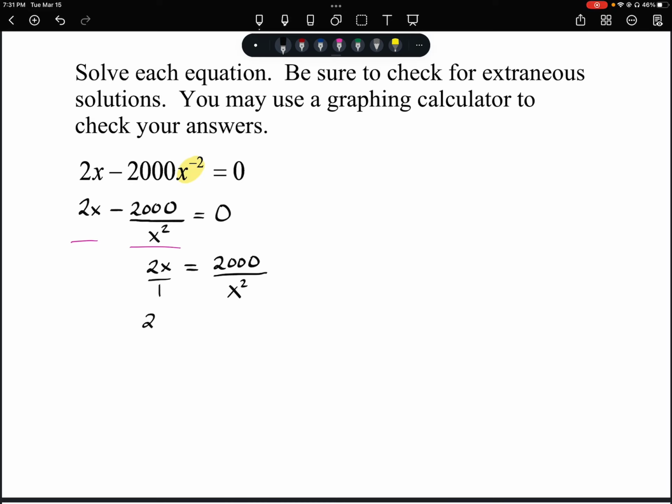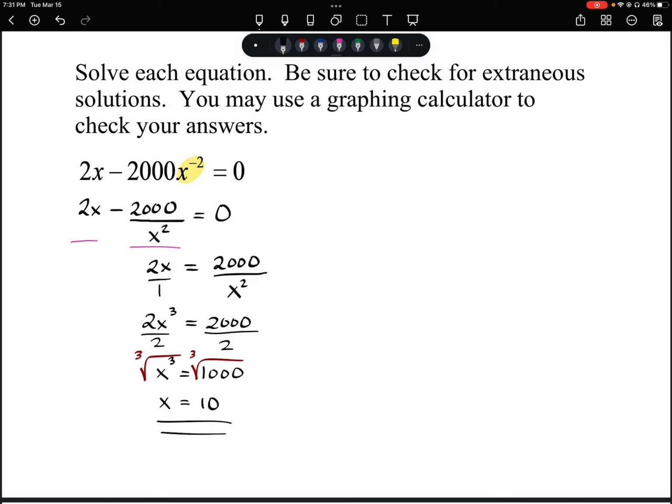So we'd have 2x to the third equals 2,000. We'll solve this now. Divide each side by 2. We've got x to the third equals 1,000. Then we just do our inverse operation, the cube root of each side, and we get that x equals 10. So that's one method for solving it.